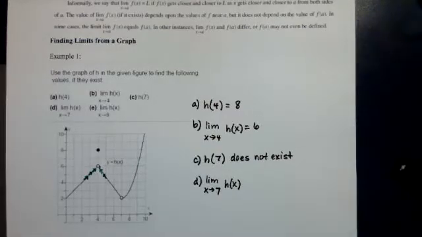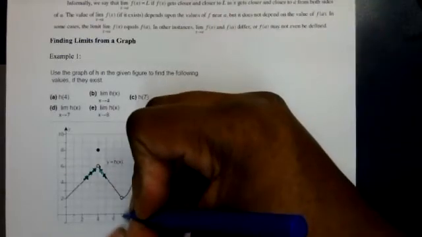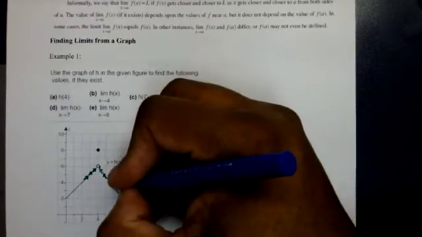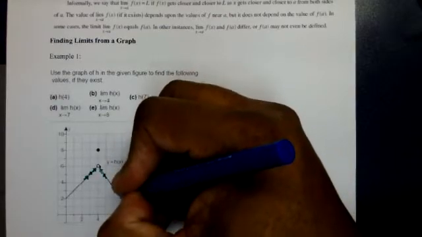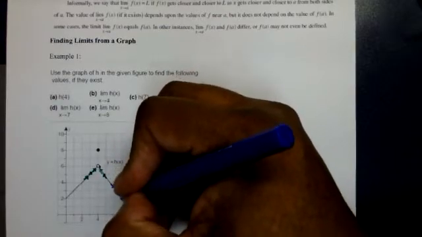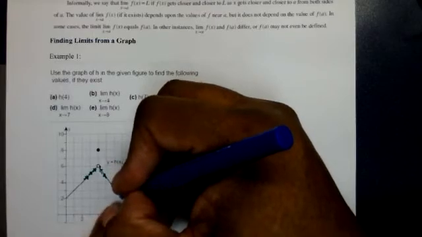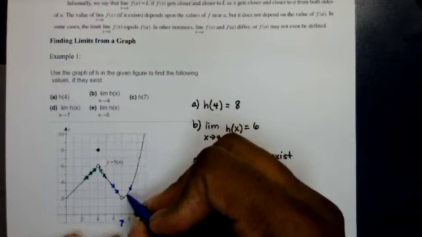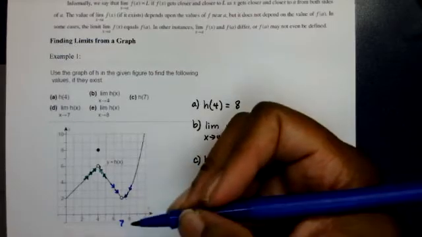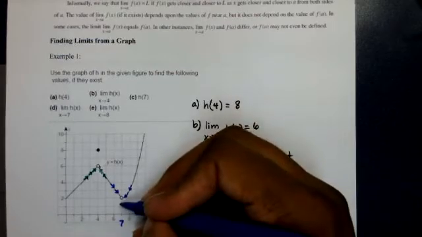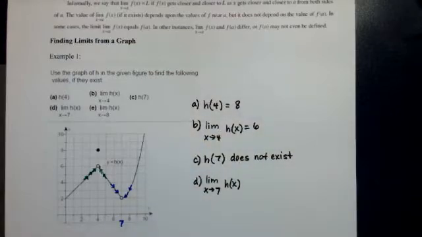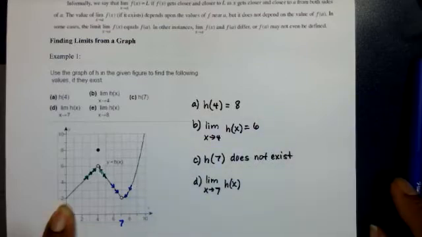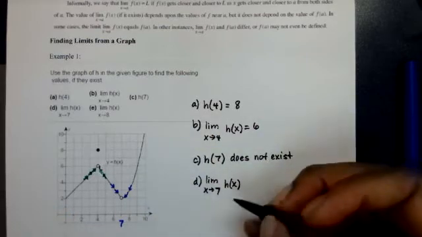In this case, I'm going to use a different color. If I look to the left of 7, here's 7 right here, I'll label that 7 on the x-axis. If I come from the left of 7, it's approaching some value. It's getting closer and closer to this y value of 2. And the same holds true if I approach 7 from the right. It's getting closer and closer to 2, but it will never get to 2.